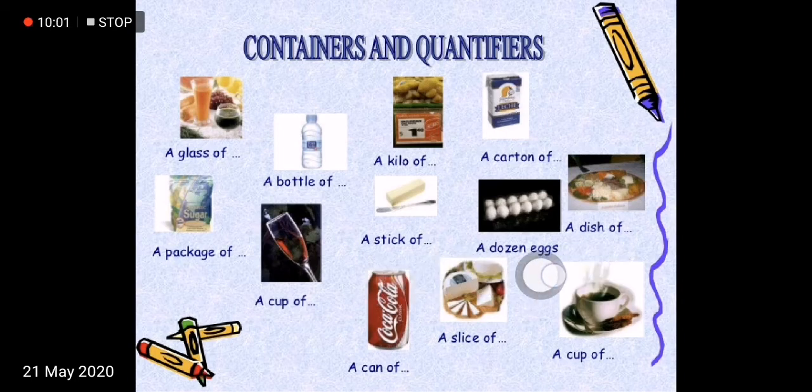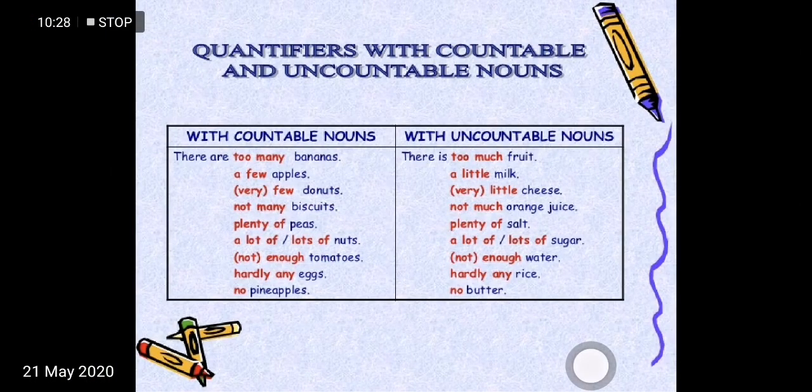So remember one more thing here. We don't use "of" here. You don't say a dozen of eggs. You say a dozen eggs. There's my friend who consumes around a dozen eggs in an hour. So you don't use "of" here. It's a dozen eggs, not a dozen of eggs. And in these cases, you use "of": a dish of, a cup of, a can of, a slice of, a cup of coffee, etc.